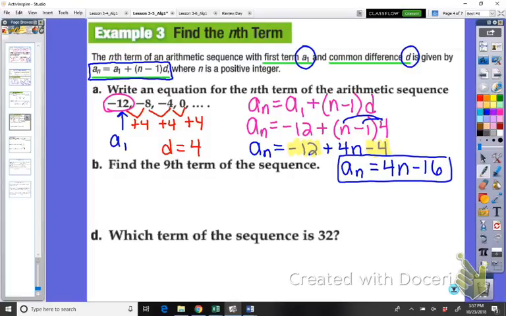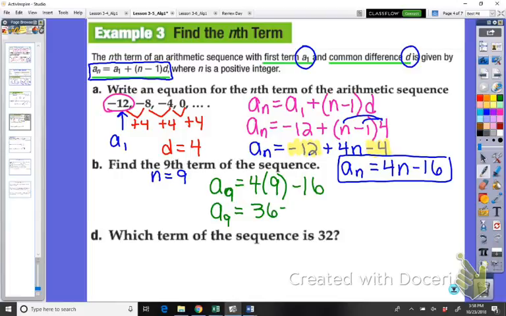If I want the 9th term of the sequence, I am substituting n is 9. So I go to my formula, a sub n equals 4 times 9. Sorry, that should be an n. Minus 16. So the 9th number, this is 36 minus 16. So the 9th number is 20.